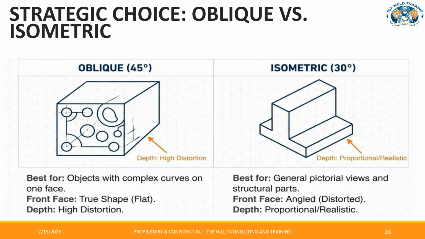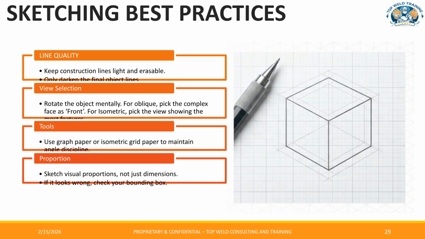Oblique is superior when the front face contains the most complex contours. Choose isometric when you need to clearly display multiple faces of a part with equal visual importance. Keep your best practices in mind. Maintain line hierarchy, use grid paper for angle discipline, and always prioritize visual proportion over exact dimensions. If your sketch looks wrong, re-verify your bounding box.